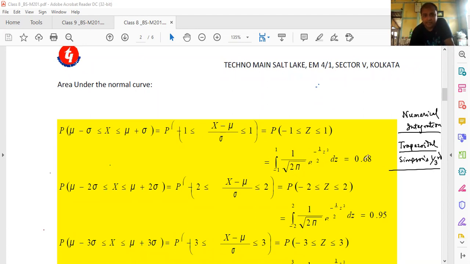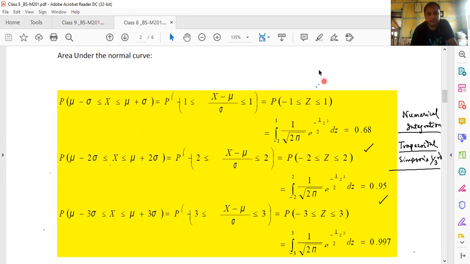If you integrate this, you will get the probability to be 0.68. Similarly, if you consider mu minus 2 sigma and mu plus 2 sigma, you will get 0.95. And for the last one, you will get 0.997. These are the values which you have to memorize to calculate further probabilities, because these are the very fundamental probabilities in the case of the normal curve, and they are called area properties.